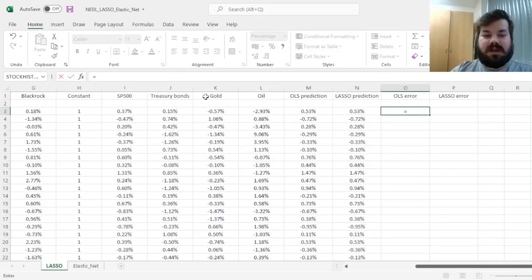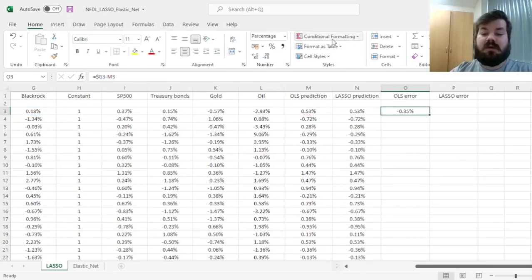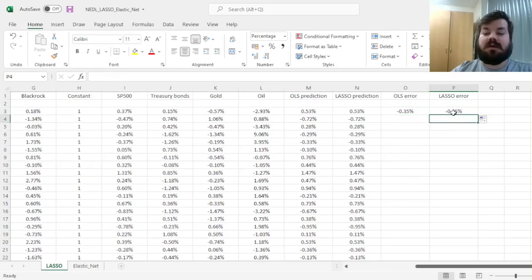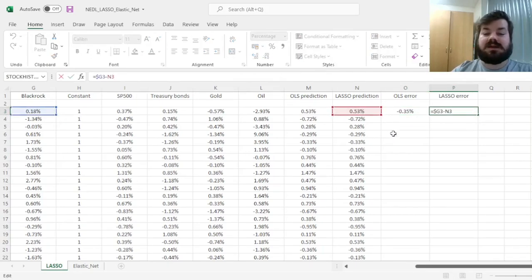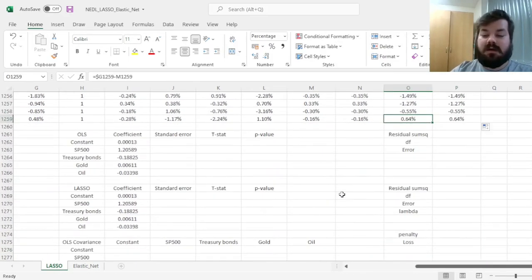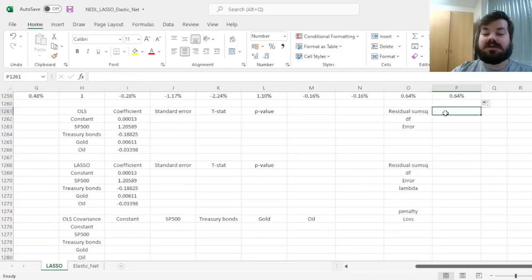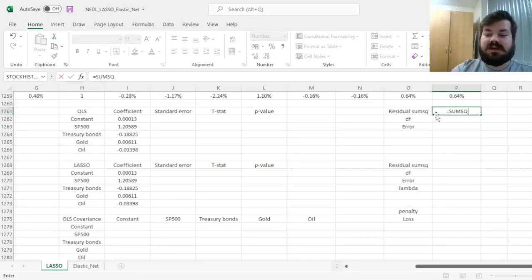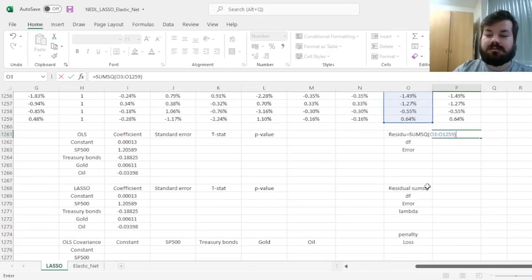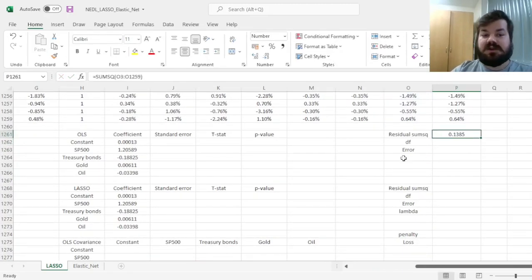And now we can calculate the errors. Those would be returns of BlackRock we observe, with the column locked, minus the respective prediction. So the OLS error would be BlackRock return minus OLS prediction. LASSO error would be BlackRock return minus LASSO prediction. And we double click it all the way down, get our errors, and now we can calculate our residual sum of squares by using the SUMSQ function. For the OLS, we select the OLS column. That gives us a residual sum of squares of 0.1385.